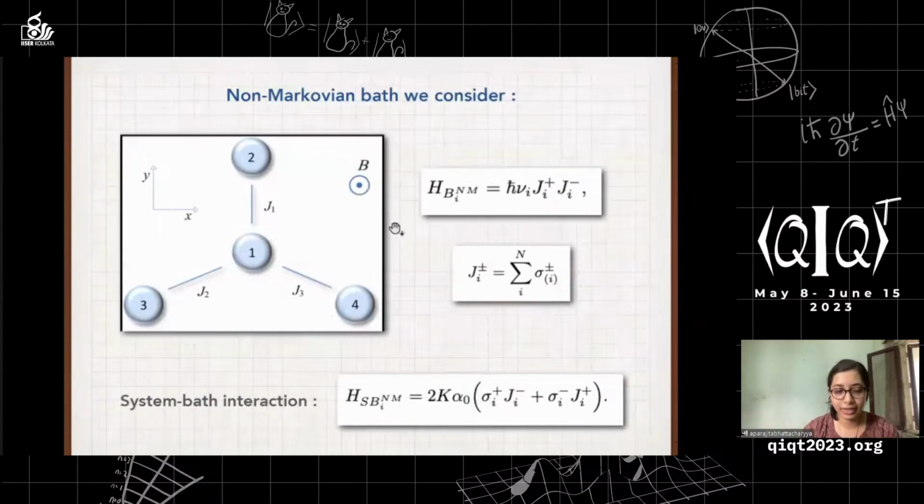So this is essentially a spin star configuration. That is, at the center there is a spin, and surrounding the central spin there are a number of other spins which lie on the surface of an imaginary sphere surrounding the central spin. So this is the spin star interaction, and this is the bath Hamiltonian, and this is the system-bath interaction Hamiltonian.